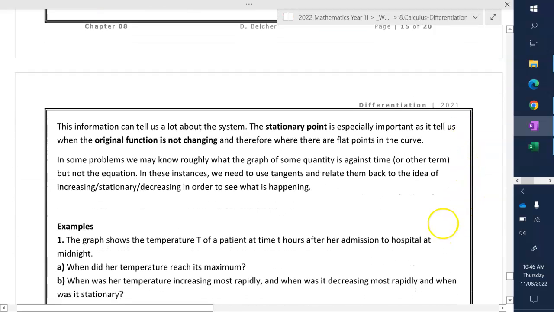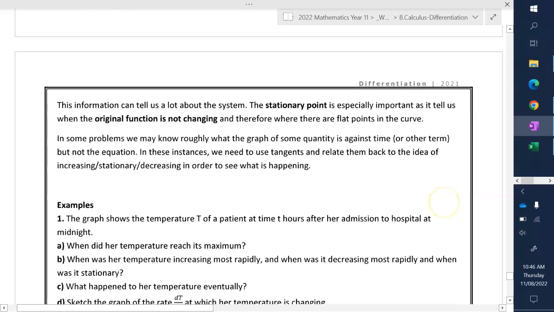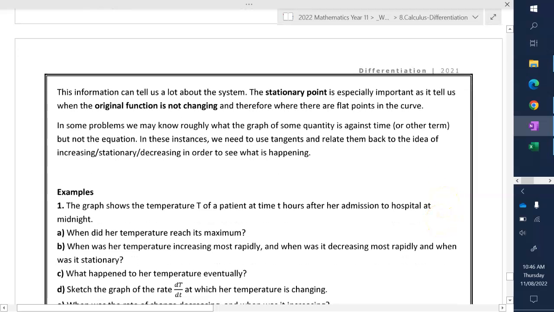That's just what this bit here says. This important information can tell us a lot about the system. The stationary point is especially important as it tells us when the original function is not changing. So that's when the gradient of the tangent is flat and it's equal to 0.